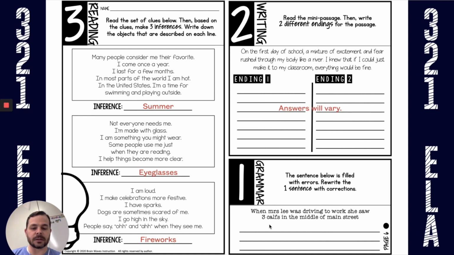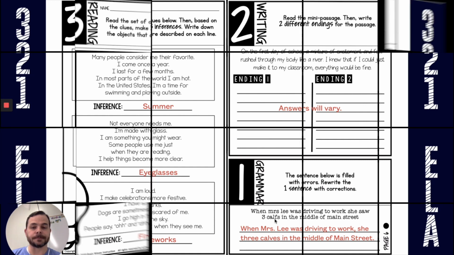And then fixing the sentence, you should have capitalized Mrs. Lee with a period there. And then she saw 3 calves. You should have spelled out calves and respelled calves here. Okay, 3 calves. And the main street should be capitalized with a period.